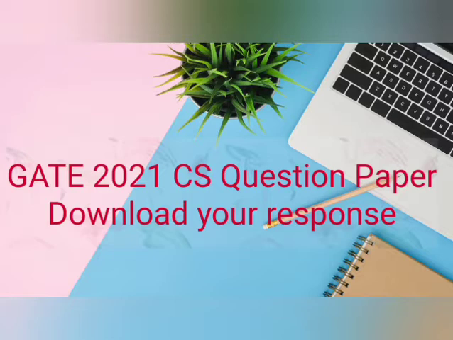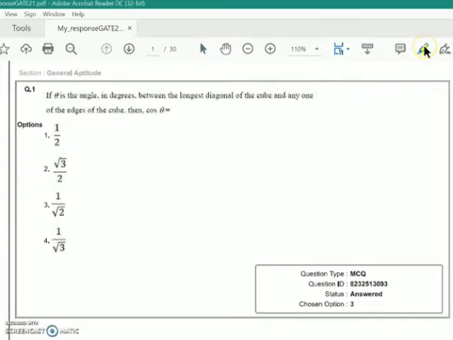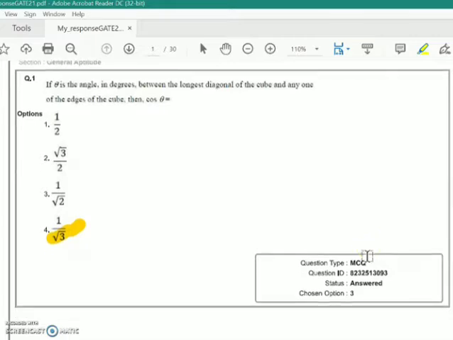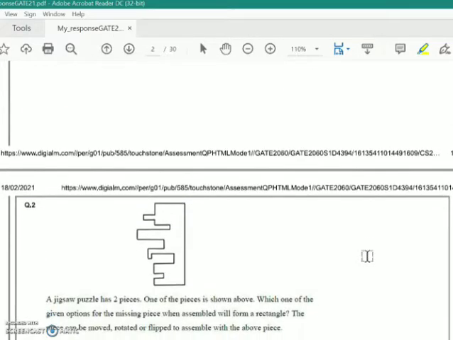Let's discuss the questions of computer science and engineering. Question number 1. Theta is the angle between the longest diagonal of the cube and any one edge of the cube. Option 4, 1 upon root 3, is the correct answer.